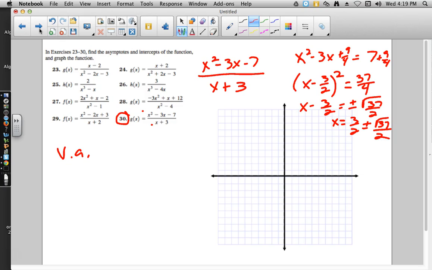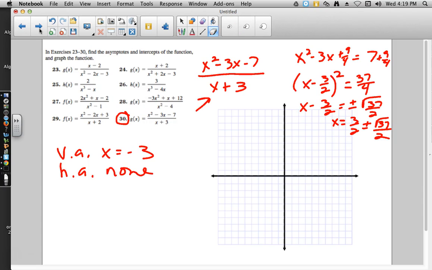Vertical asymptotes. Denominator is 0 at x equals negative 3. Horizontal asymptotes. Well, this is infinity squared and this is infinity, and if we cancel out one of those infinities, we still get infinity, so we're not getting one. There is no horizontal asymptote.